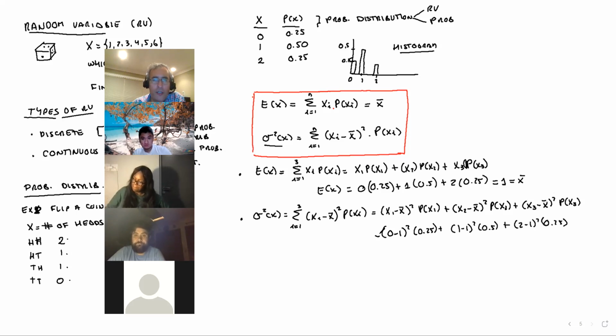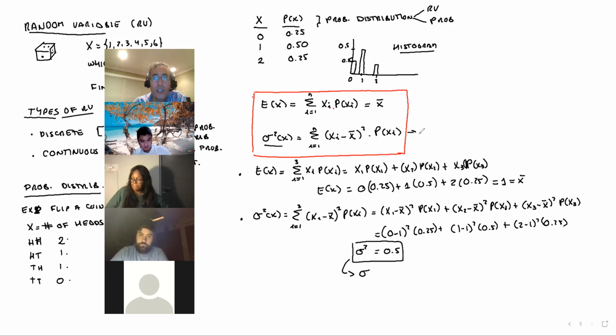What do you get here, guys? 0.5. And what is the problem with the variance, guys? What are the units of the variance? If we're talking about dollars, it's dollars squared. Do you agree? Because we're squaring a number. So that's why we don't normally use the variance. What we use is something called the standard deviation.